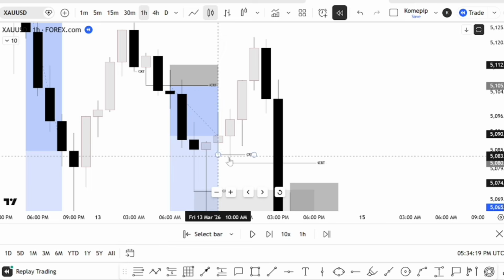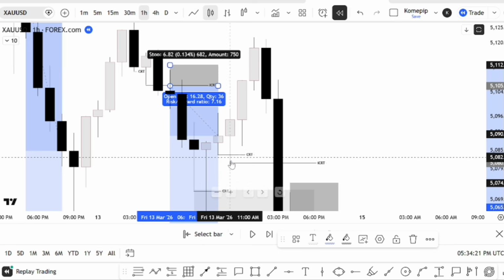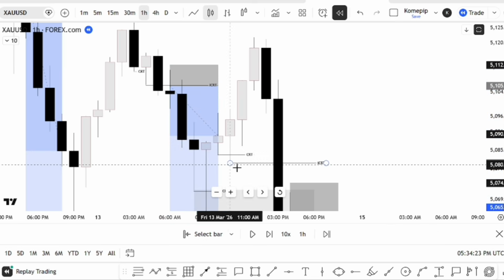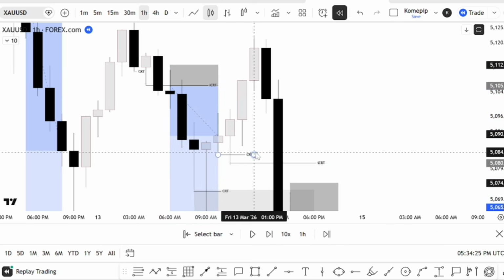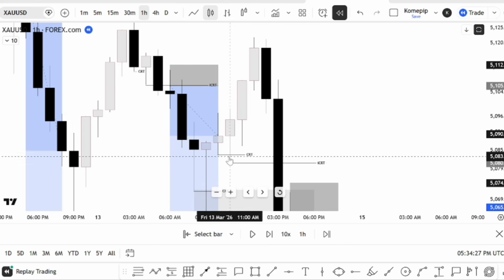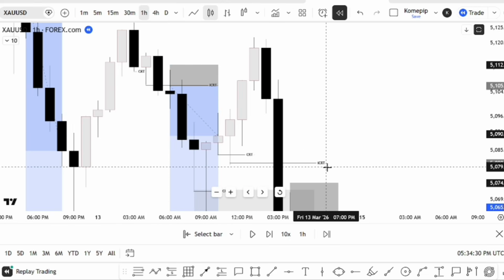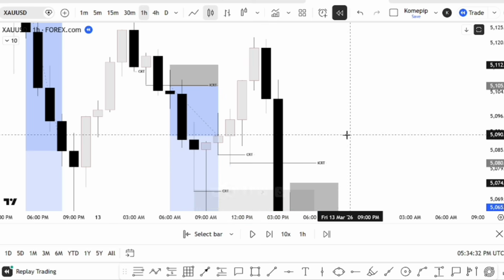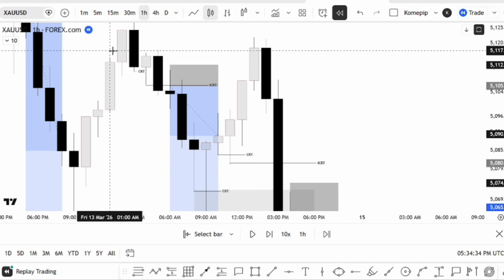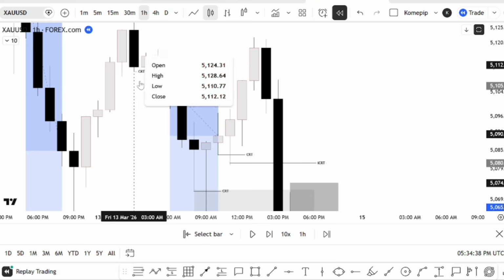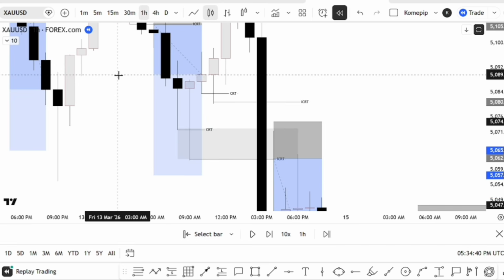Same thing applies here. We have this as a CRT level and we have this as an iCRT level. So this actually failed. Because of the failure of this level, what happens? We are expecting price to sell from this level, right? We're expecting price to sell from that particular level, and this is very important when you have been able to identify liquidity levels, your strong liquidity, your equal highs and equal lows.